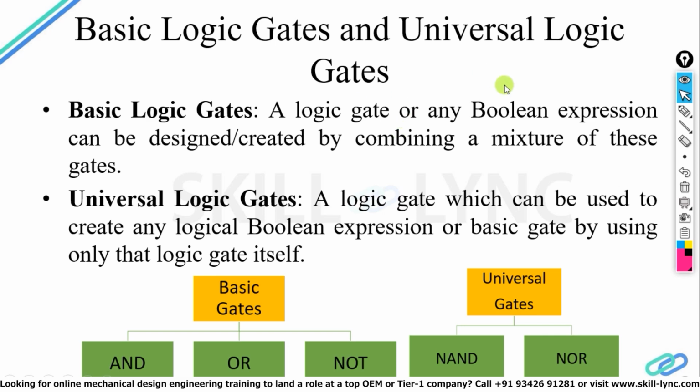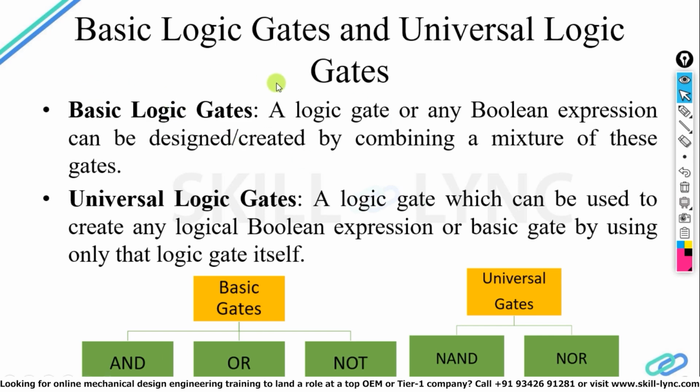Now, basic logic gates and universal logic gates. Using the basic logic gates, we can derive any other circuit or gate. Whenever I say, implement Y equal to AB plus BC plus CD, in this kind of implementation it is a must that AND, OR, or NOT gates will be used.